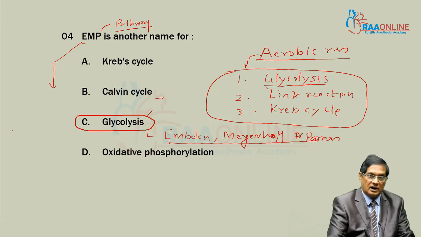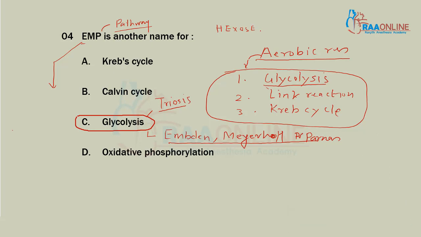Glycolysis is also called triosis, because by the process of glycolysis, hexose sugar, that is a 6 carbon compound, forms pyruvic acid, a 3 carbon compound. They form 3C compound pyruvic acid, 2 molecules from 1 glucose. That is, hexose becomes triose.